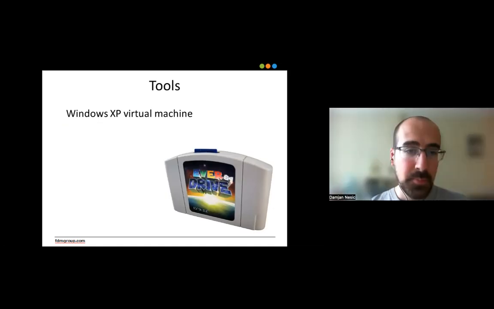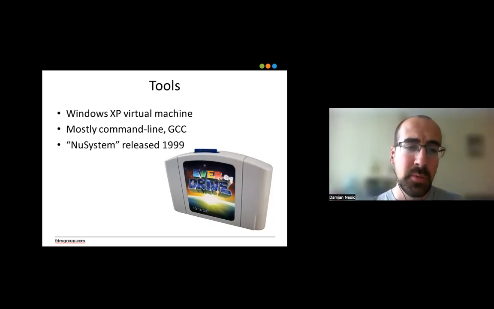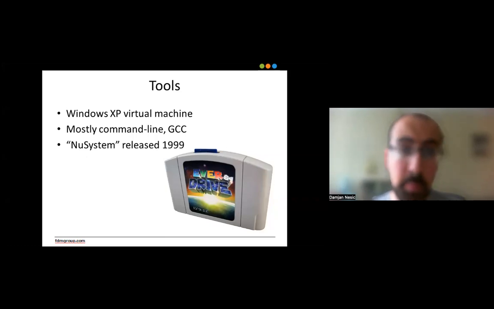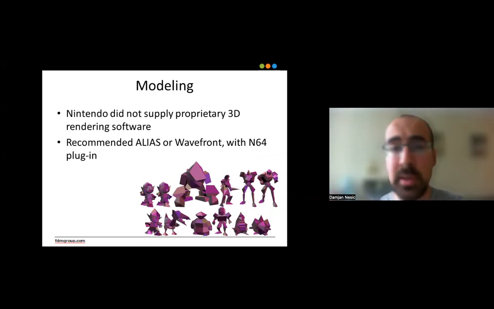To program this, we're using a Windows XP virtual machine. I'm writing command line compile programs using GCC to compile the C code. There is a framework called New System released in 1999, which makes N64 development a lot easier. It just bundles up a lot of initialization functions so that I don't have to constantly write, we call it boilerplate code. We're not going to be doing any kind of sophisticated modeling today. We're just going to hard code our coordinates using numbers. So it's very, very primitive.